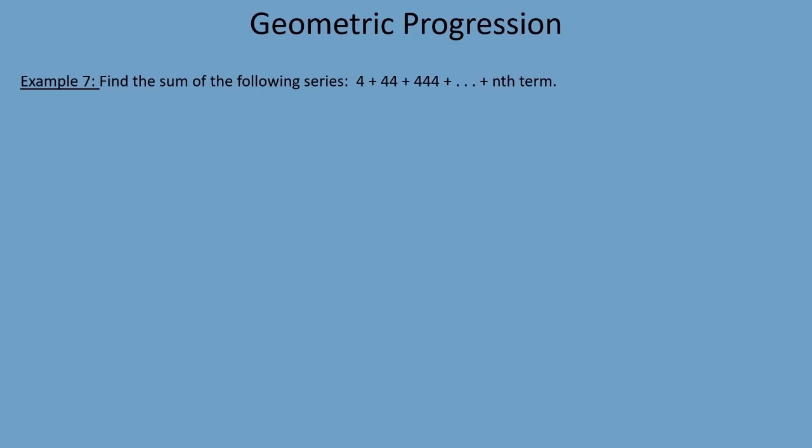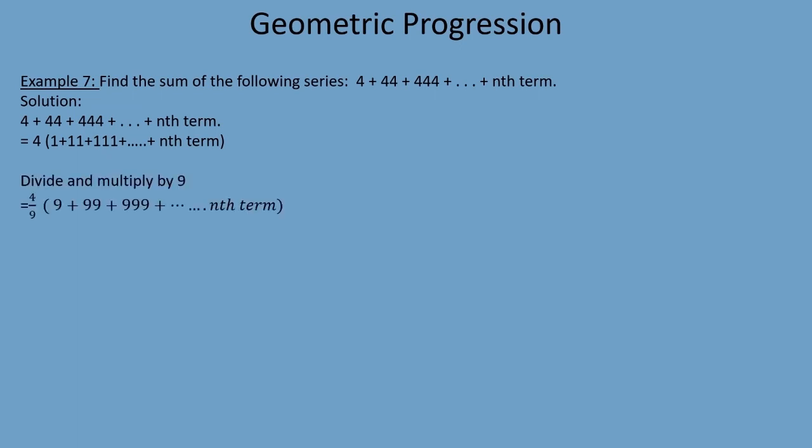Example 7. Find the sum of the following series: 4 plus 44 plus 444 plus up to the nth term. Solution. 4 plus 44 plus 444 plus up to the nth term. Taking 4 common, we get 4 times (1 plus 11 plus 111 plus up to the nth term). Divide and multiply by 9.